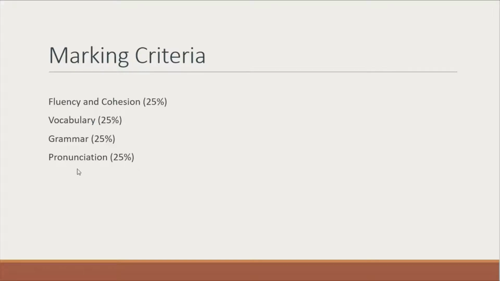The last thing is pronunciation. I mean, you must know how to pronounce words correctly, right? So all of these four account for 100% of the marking criteria. Very important when the examiner is giving you a band score. The examiner looks at these four and then gives you a band score.